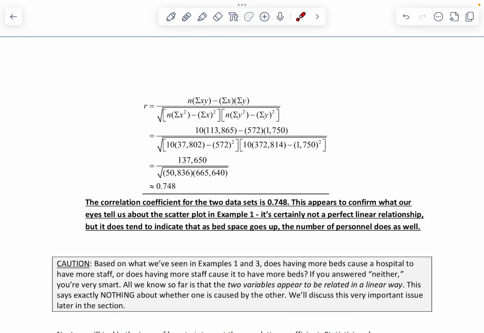Okay, word of caution. Based on what we have seen in examples 1 and 3, we might ask the question, does having more beds cause a hospital to have more staff? Or does having more staff cause it to have more beds? All right, the answer here is neither. All we know so far is that the two variables appear to be related in a linear way. But this says exactly nothing about whether one is caused by the other.